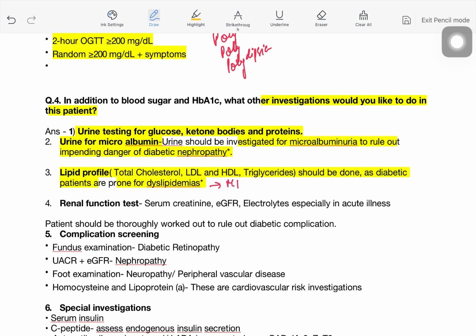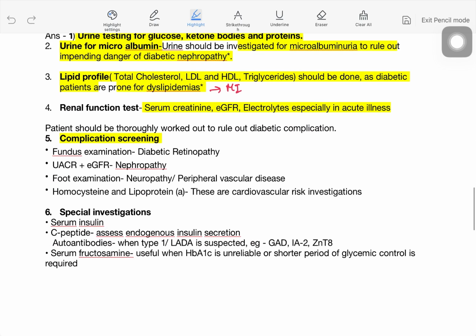Next we will look for kidney function tests. So it includes serum creatinine, eGFR and blood electrolytes. Next, we will look for complication screening, that is fundus examination. So we have to look at the back of the eye for micro vessel damage, that is diabetic retinopathy.